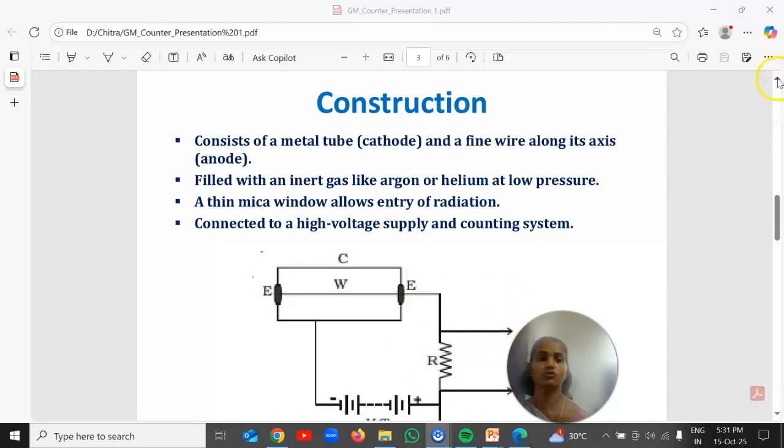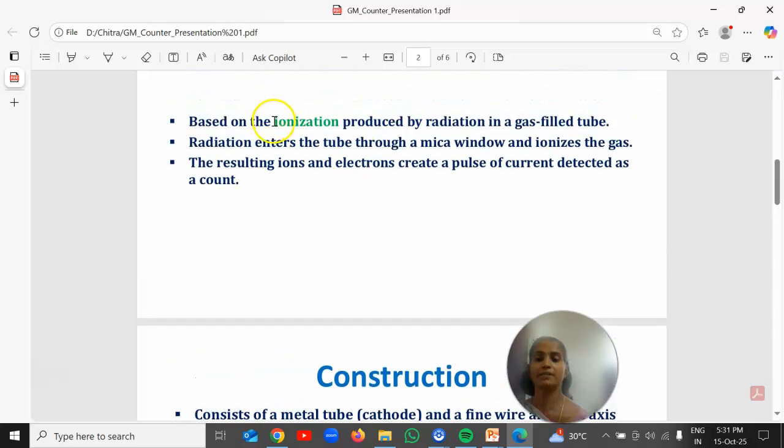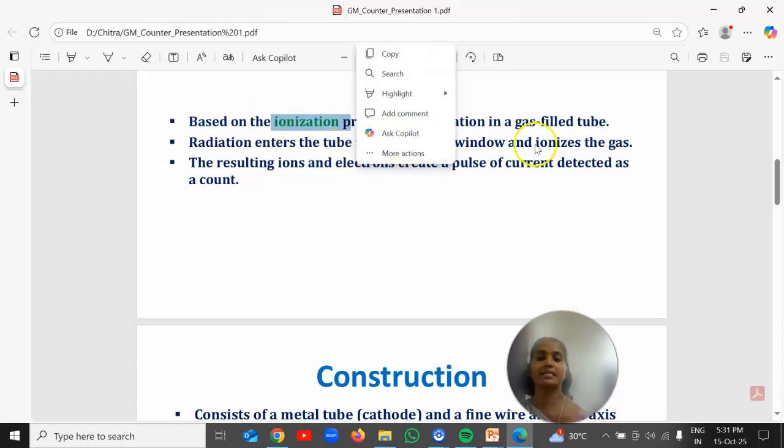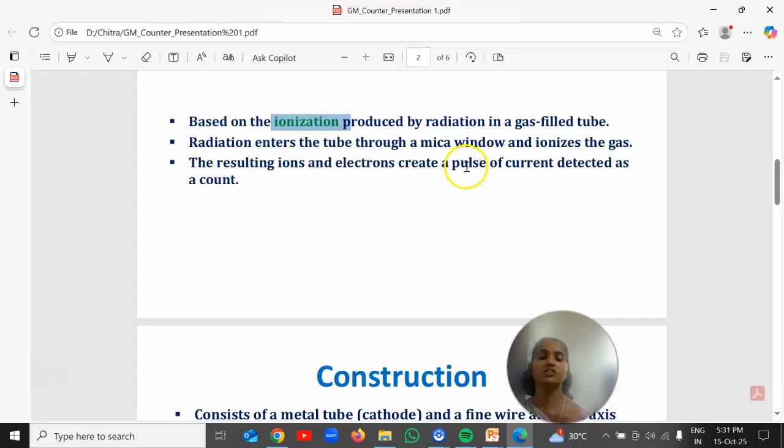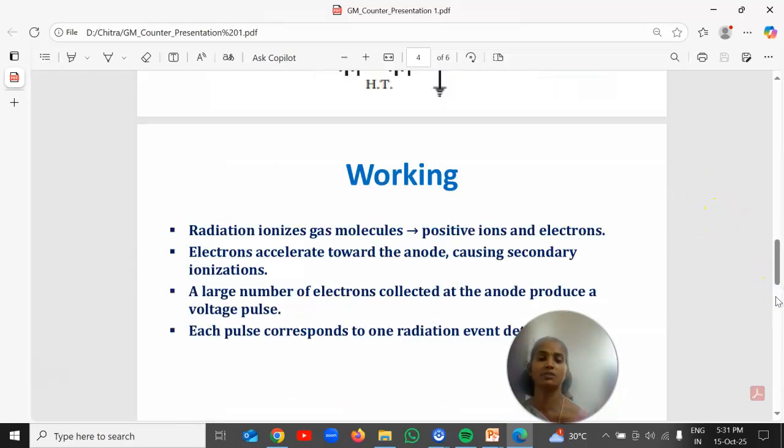Now let us move to the principle. The primary principle here is ionization, that is, ionizing when the radiation enters the gas tube. That will produce ions and electrons which will create a pulse of current that can be detected, and that can be counted.